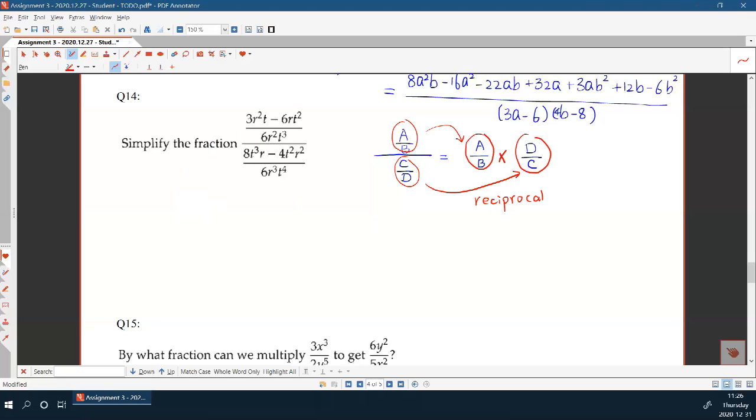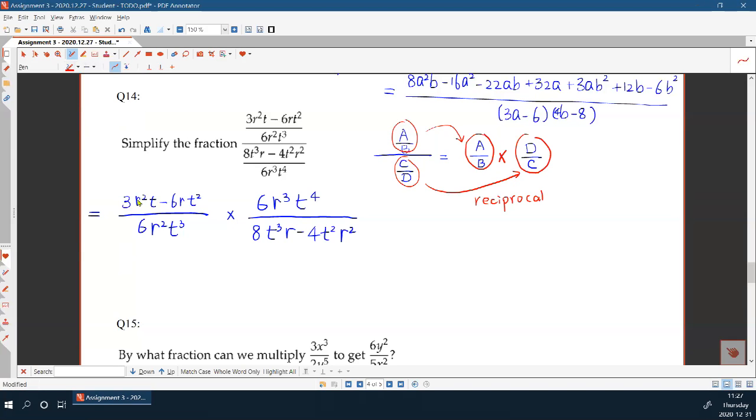Following this rule, the original expression becomes, we can copy the numerator here and then multiply by the reciprocal of the denominator, which is this one. And then we can try to cancel something.